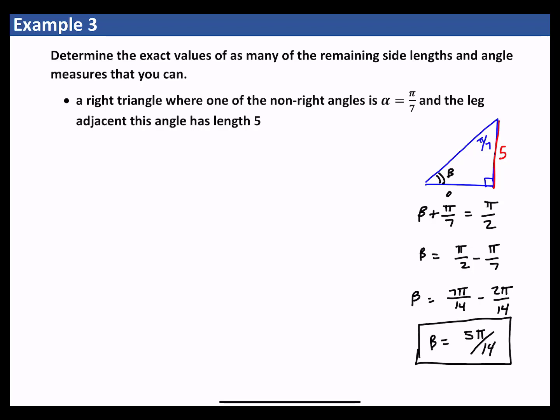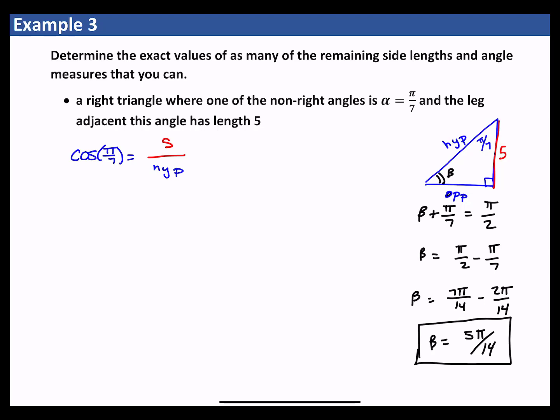So we have this opposite side from the angle given, pi over 7, and then we also have the hypotenuse. And let's look at cosine first. We know that the cosine of pi over 7 would equal the adjacent side, so 5 is adjacent to the angle pi over 7, divided by the hypotenuse.